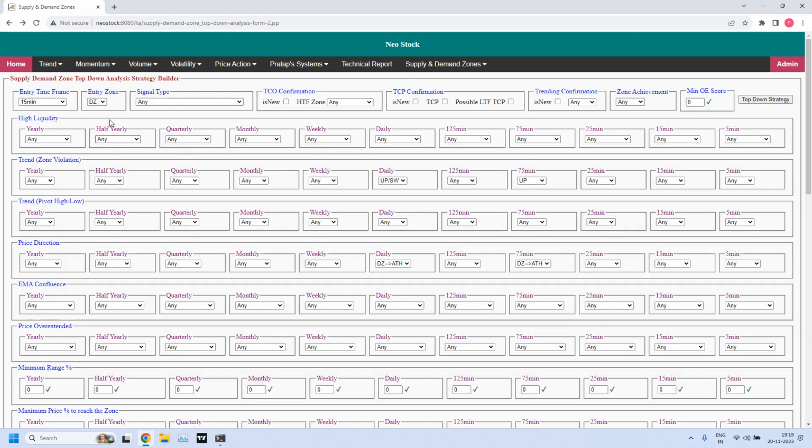So let's go back. Entry time frame is 15 minutes. Entry zone should be supply zone because it is a bearish trade setup. Now we have to change the trend. Daily trend should be either a downtrend or sideways. 75 minutes trend should be a downtrend. And for price direction, because this is a bearish setup, prices should travel from supply zone to demand zone. 75 minutes also supply zone to demand zone.